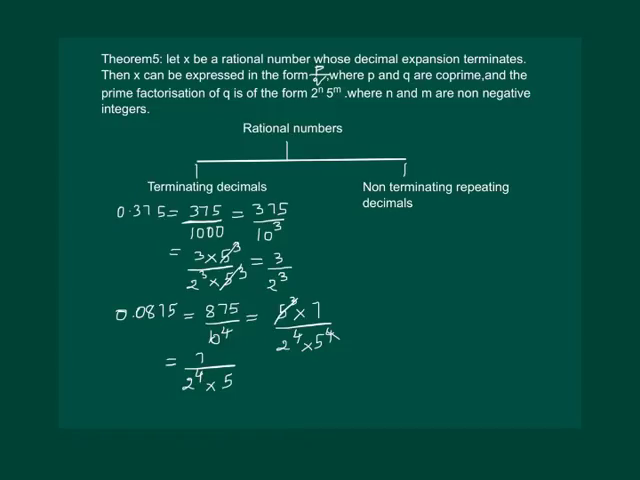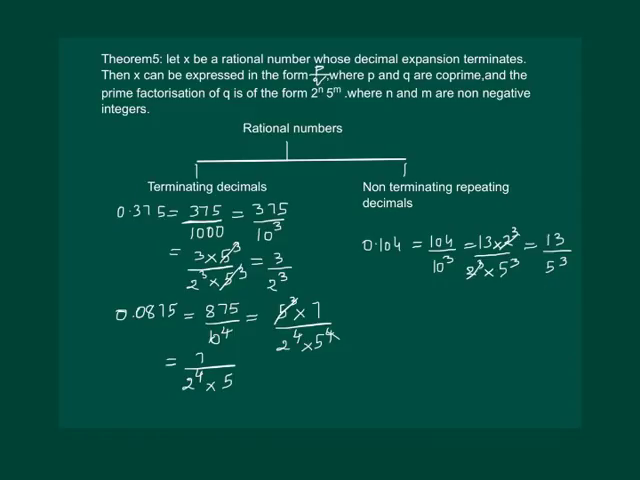Let us take another example. Say we take 0.104. This can be written as 104 by 10 cube, which can be written as 13 into 2 cube by 2 cube into 5 cube. Now 2 cube gets cancelled and we get 13 by 5 cube. So here the denominator is only a power of 5.